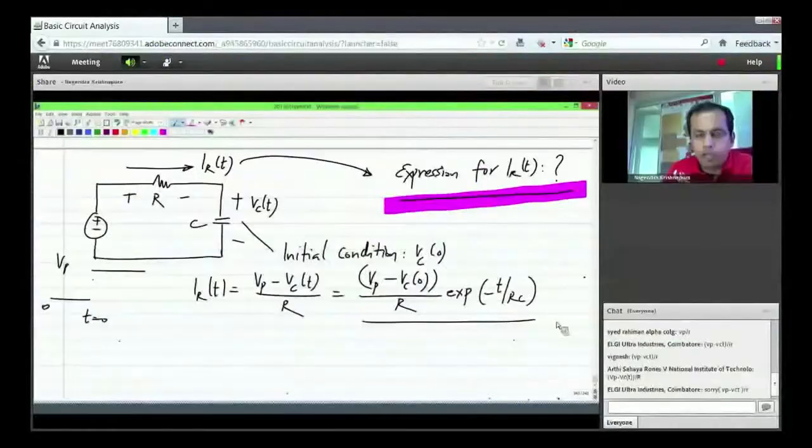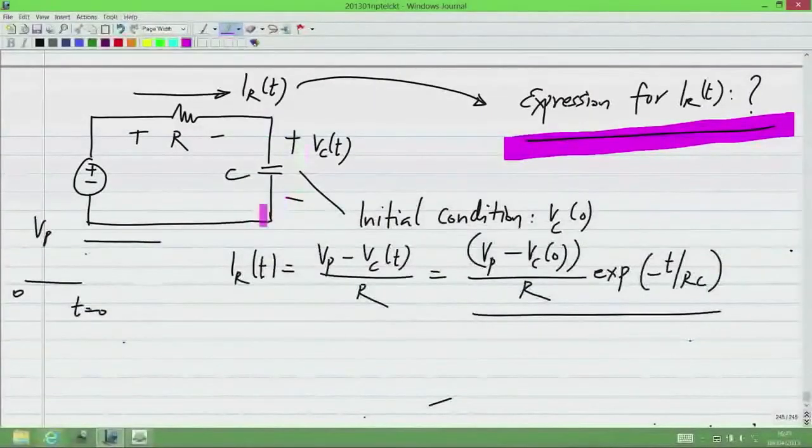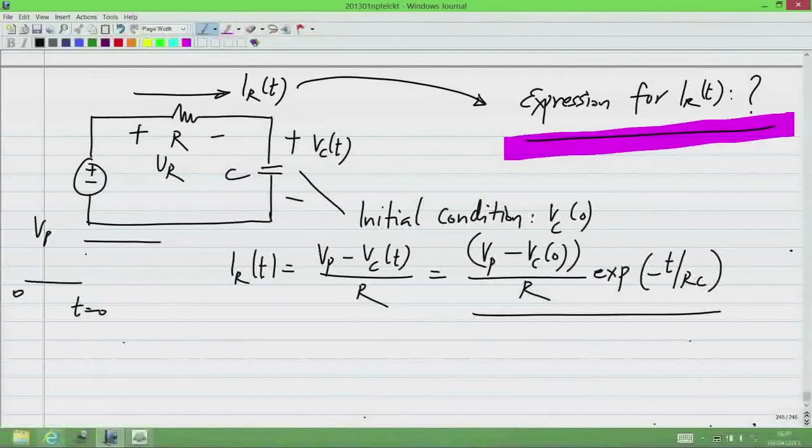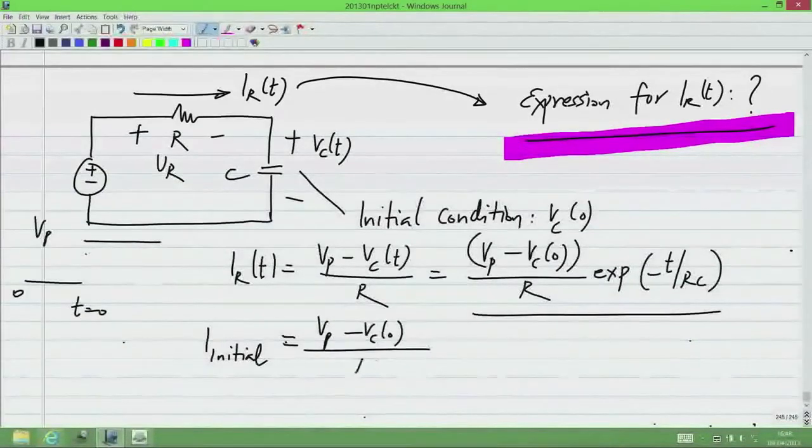Okay. So again, you see this exponential minus t by Rc appearing in the expression. And also, let's try to relate it to the initial and the final condition. First of all, if the initial voltage across Vc is Vc of 0, then the initial voltage across this R, so let me write it like this. VR is in this direction. Let me write the IR directly. So I initial is, when I say initial, it is just after the step is applied. So it is Vp minus Vc of 0 divided by R.